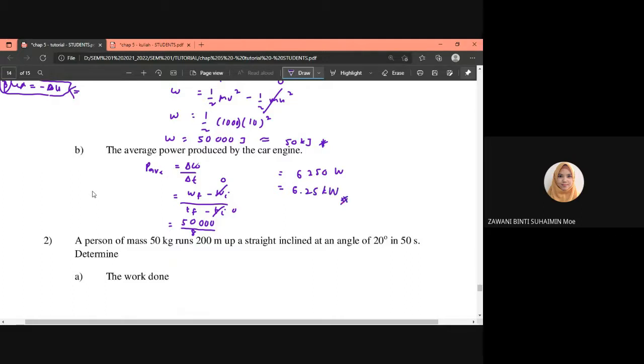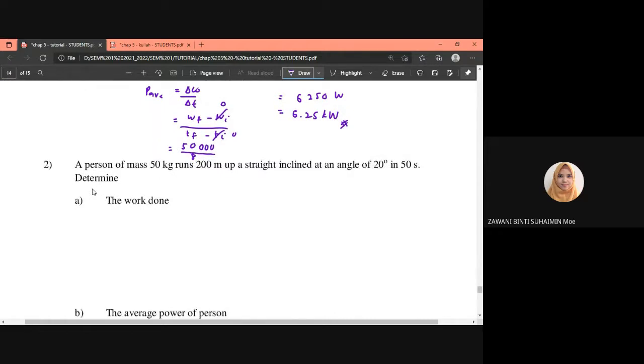Okay, settle. So lepas tu next we have a person of mass 50 kg runs 200 meter up a straight incline at an angle of 20 degrees in 50 seconds. So determine the work done. So now we have apa tu? Kita ada m, displacement. Lepas tu kita ada theta and then kita ada masa.